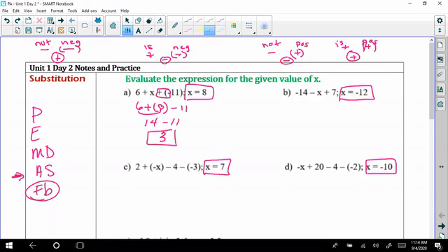Number B, I'm giving you a negative 12, and I just want to see what we can do with a negative 12 as the x value. So I'm going to plug it in for the x, put it in parentheses. So I'm going to have negative 14 minus my x value of negative 12 plus 7. So I need you to go back up here and look. I've got a negative and a negative. So negative and negative means not negative, so it's positive. So these together is going to give me a plus. So negative 14 plus 12 plus 7.